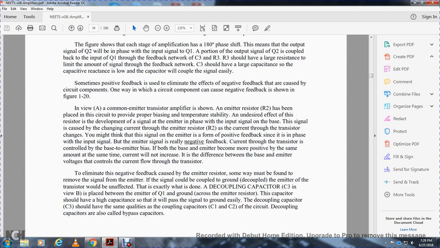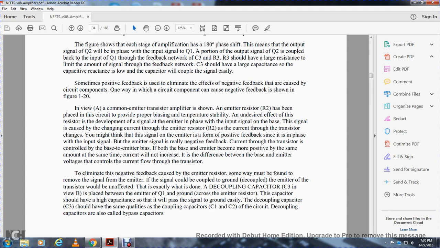Sometimes with positive feedback you must eliminate the effect of the negative feedback caused by circuit components. One way in which circuit components can cause negative feedback is shown in figure 120. In view A, a common emitter transistor amplifier is shown with emitter resistor R2 placed in the circuit to provide proper biasing and temperature stability. An undesired effect of the resistor is that it develops a signal at the emitter in phase with the input signal at the base. This signal is caused by the changing current through the emitter resistor. The current through the transistor changes.